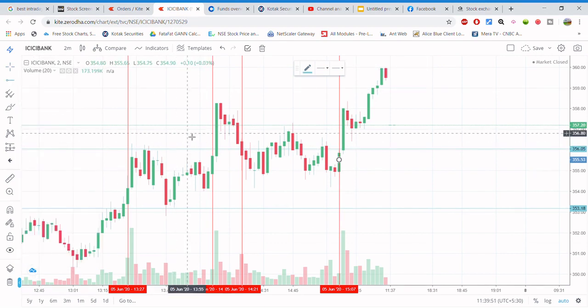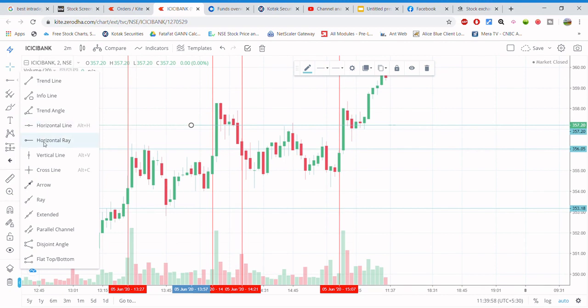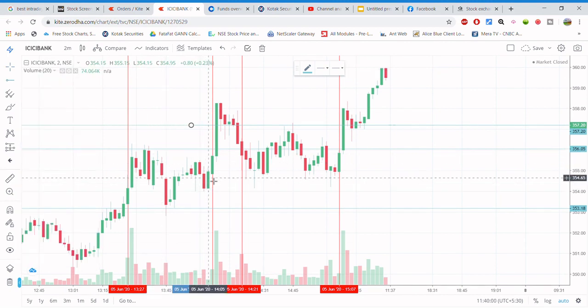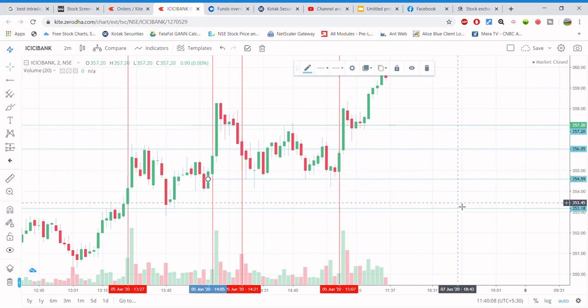Let me draw one more thing. I'm just trying to cover most of the lines, the bottom tails. That's how I'm going to decide whether a breakdown happens. Below that, I'll take a decision.